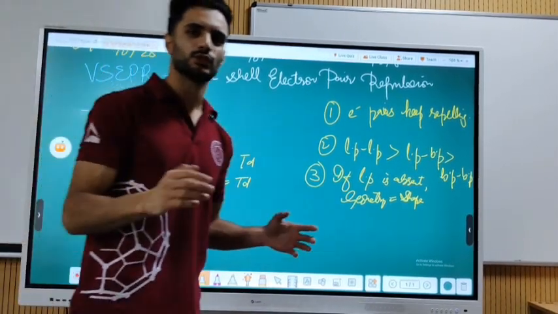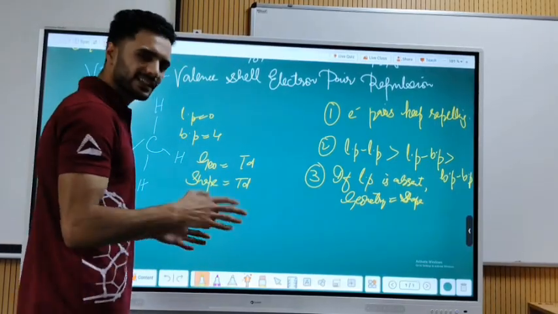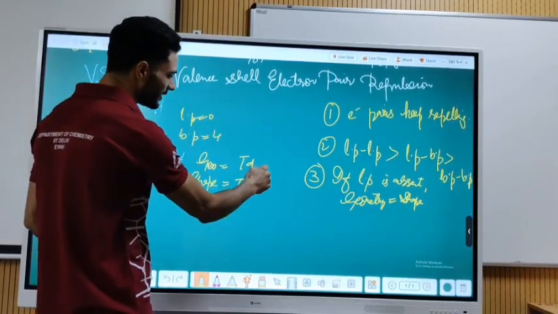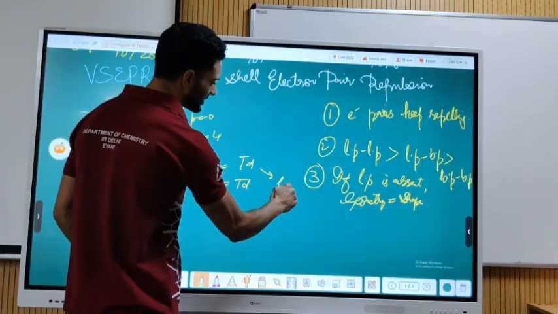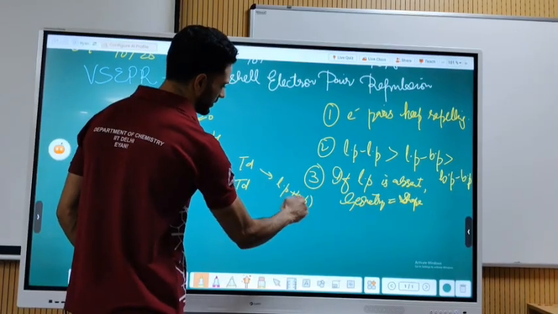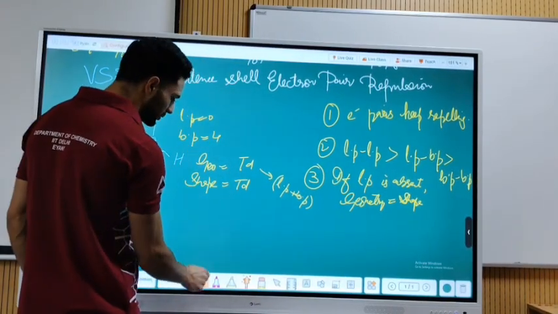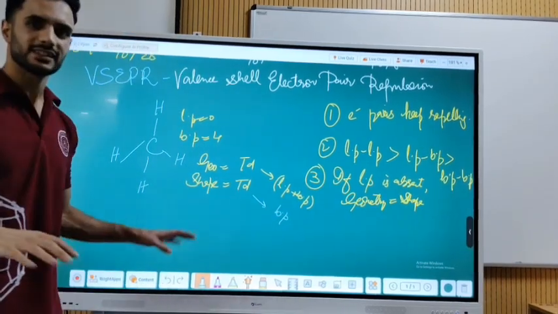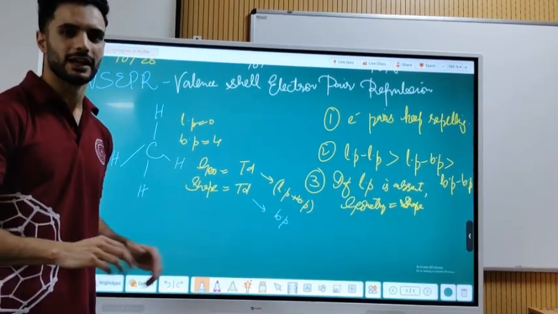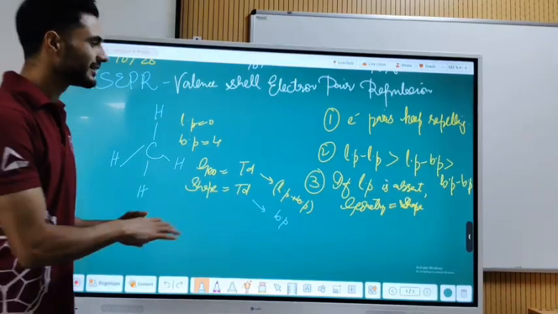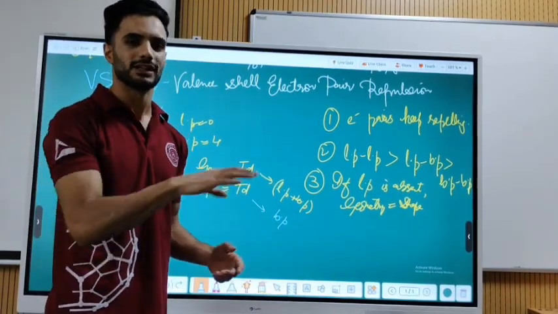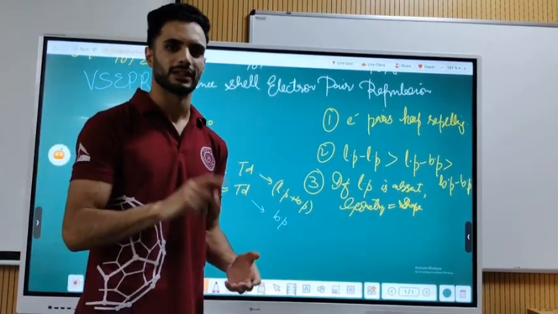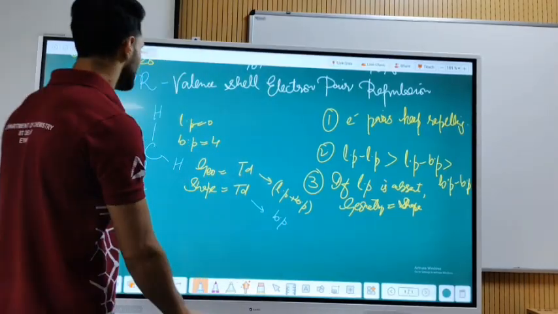Now, what is the difference between geometry and shape? This is the simple difference. Geometry involves both lone pairs plus bond pairs, while shape involves only bond pairs. This is the major difference between geometry and shape. Now let's take the steric numbers one by one. First we will take steric number 2, then 3, then 4, and then 5.